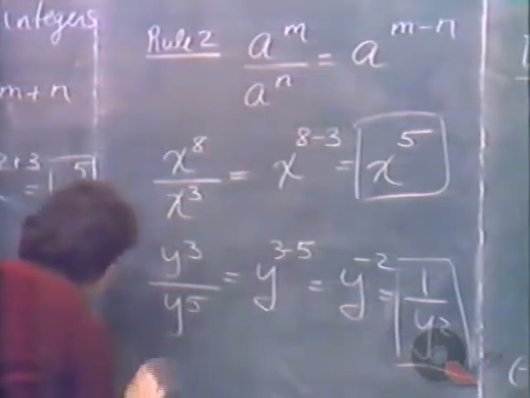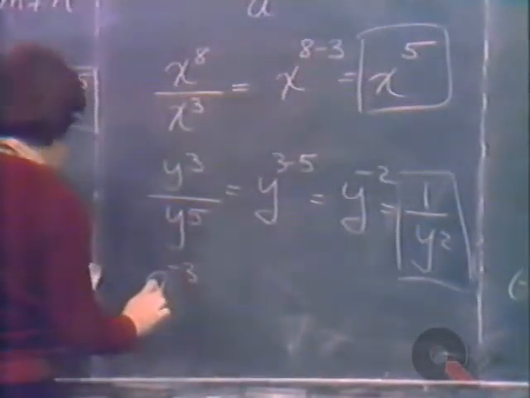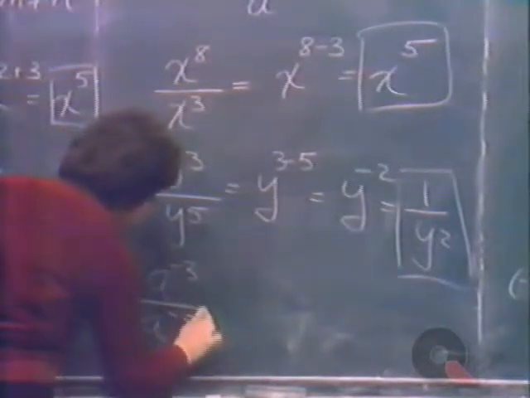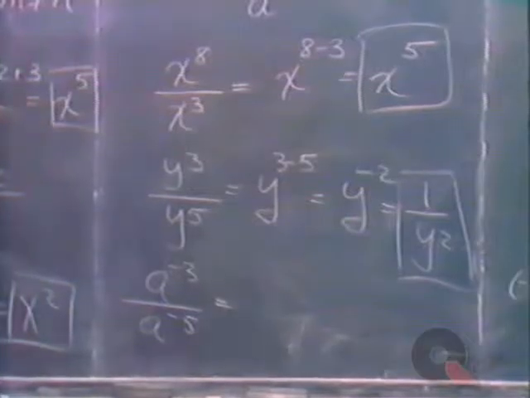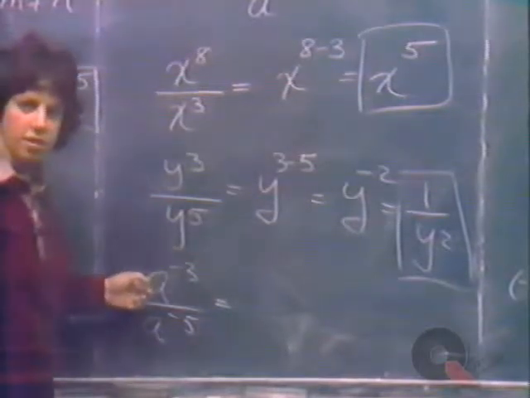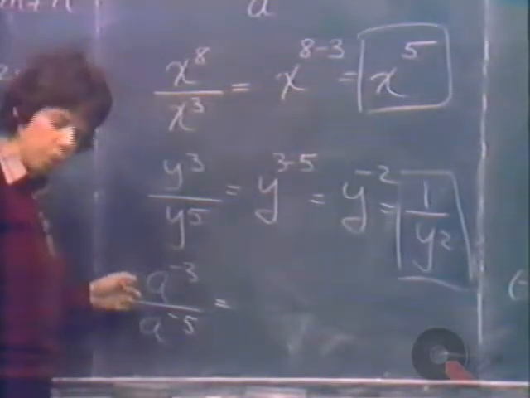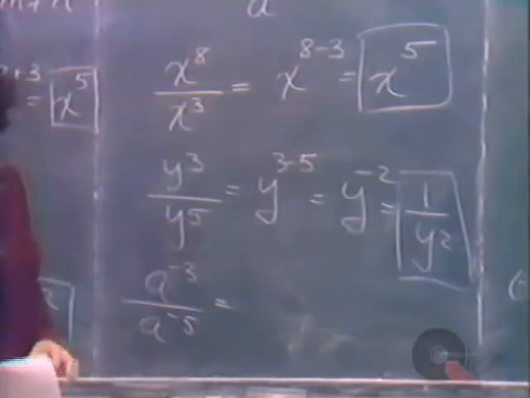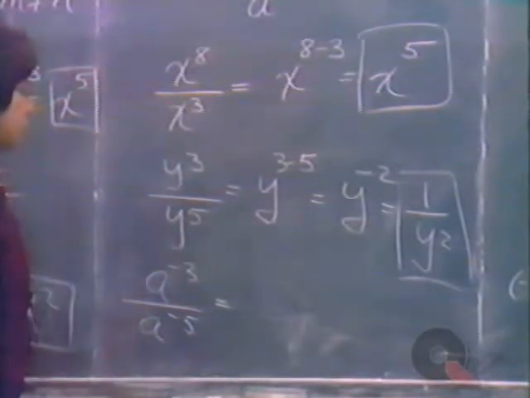Okay. a to the minus 3 over a to the minus 5. Now, it's certainly simpler to use the rule than to write this, say, as 1 over a cubed, and this is 1 over a to the 5th, and to work with a complex fraction. Okay. Let us just use the rule.